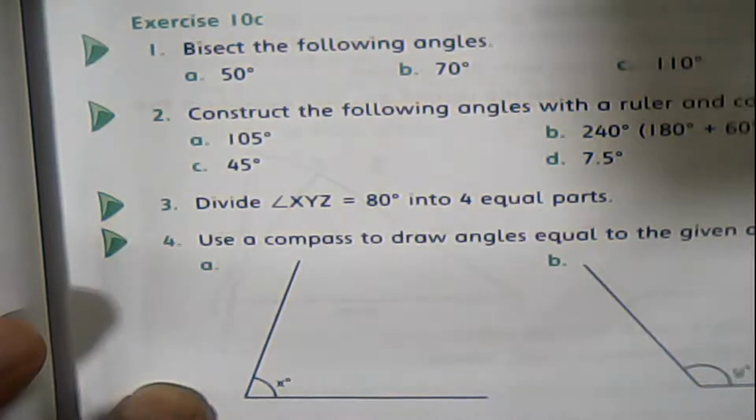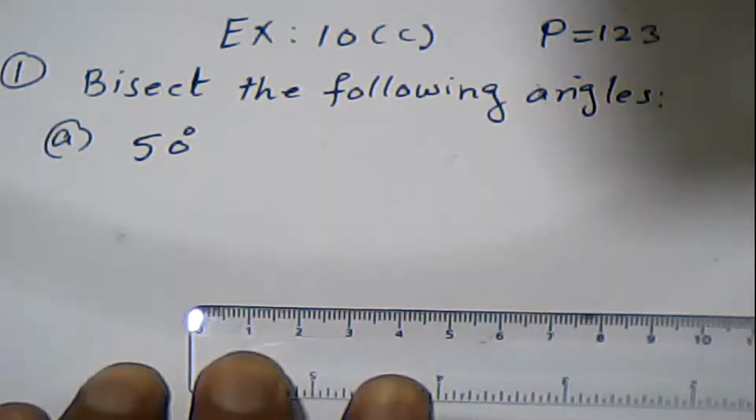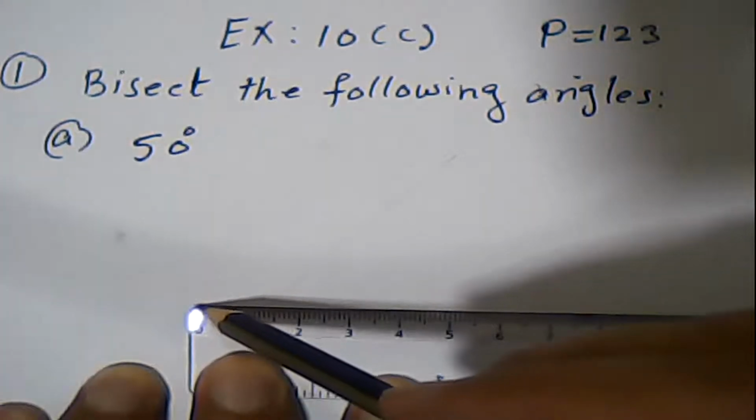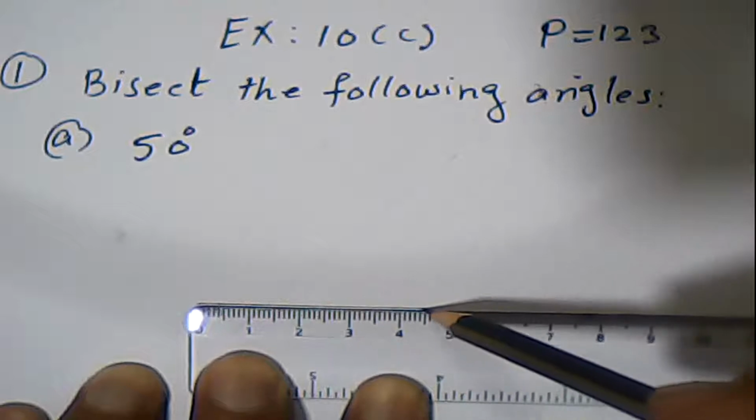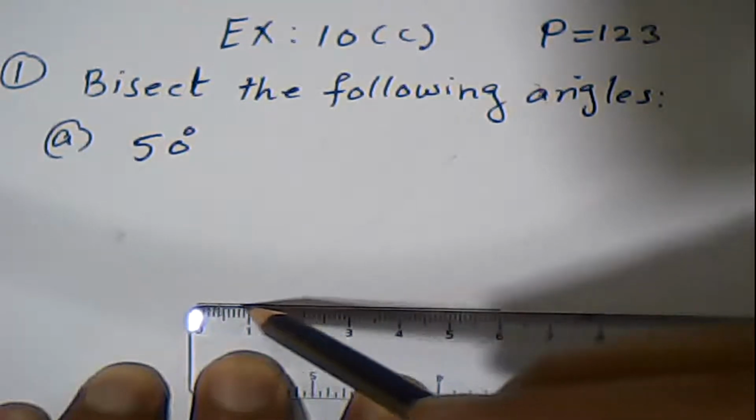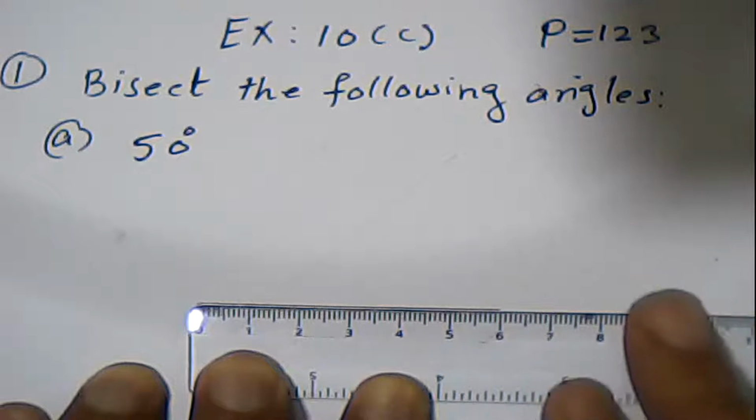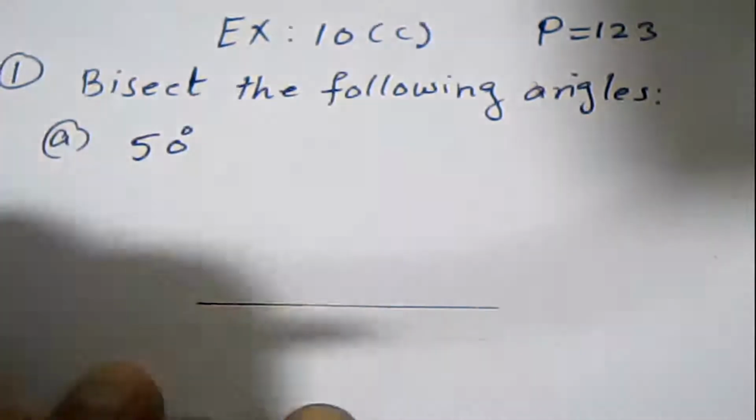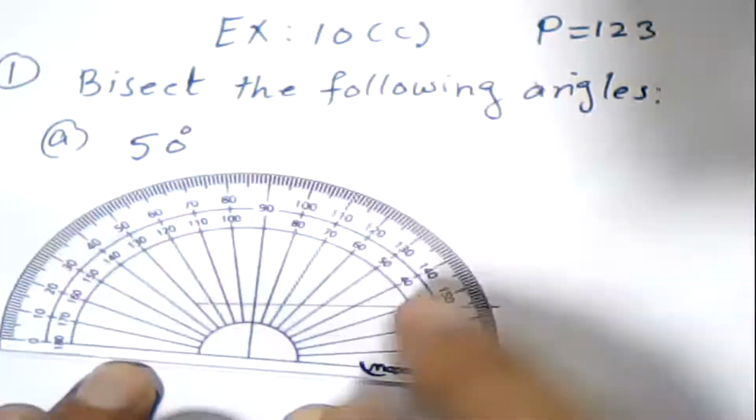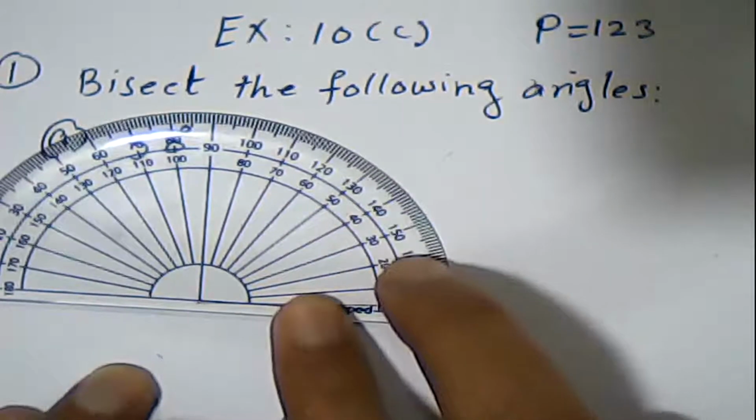Now students, we will start exercise 10C. Question number 1. Bisect the following angles. A is 50 degrees and B is 70 degrees. Only two parts are included in the syllabus. Okay. Now students, draw a line of 5 centimeters or 6 centimeters with the help of a scale. Now draw a 50 degree angle with the help of a protractor.